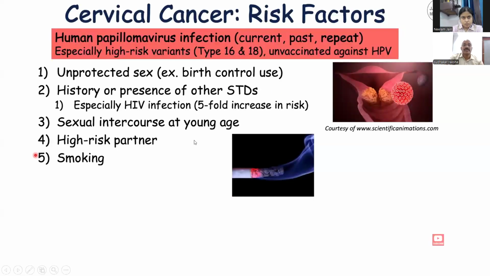So the risk factors, again: unprotected sex at an early age, the coexistence of other sexually transmitted diseases, especially HIV, human immunodeficiency virus, which will lead to immunodeficiency, and smoking will also decrease the immunity, leading to increased risk for cervical carcinoma.